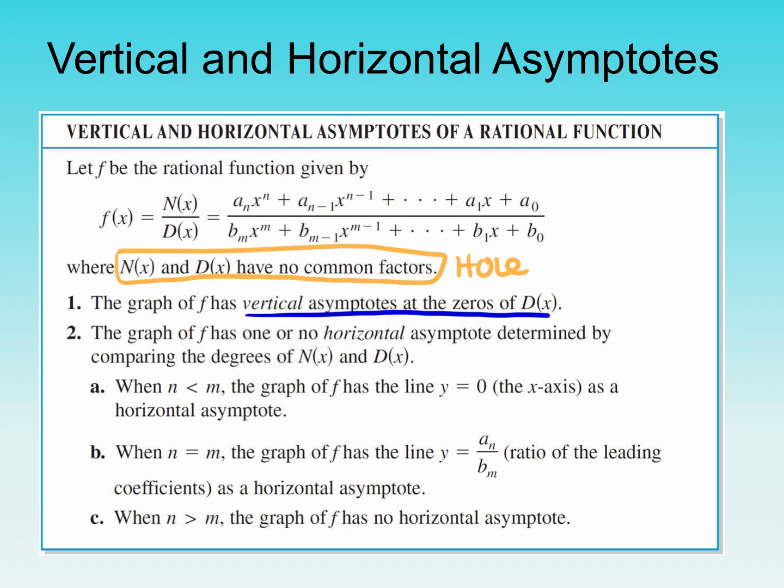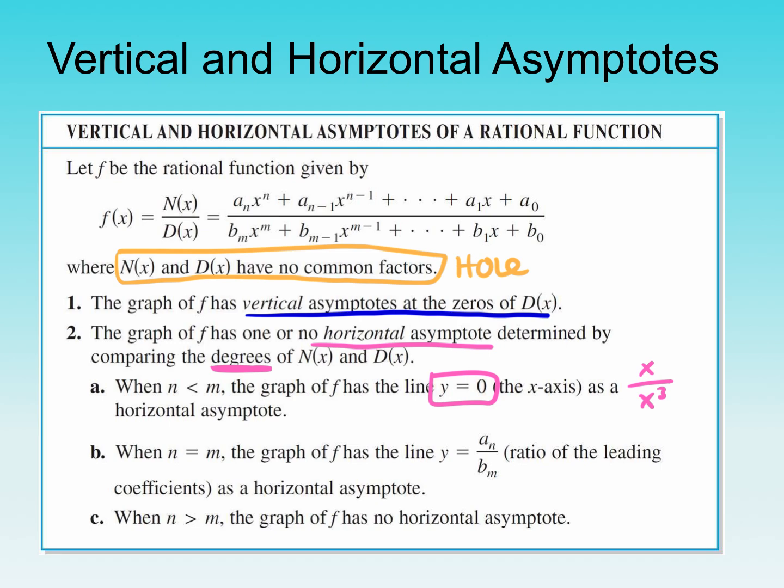Now to find the horizontal asymptote, there's a couple more directions that we have to follow. We're looking at the degrees of our numerator and the denominator. So when the degree of the numerator is less than the degree of the denominator, then our horizontal asymptote would be y equals 0. So if I had something like x over x cubed, I'd have a horizontal asymptote at y equals 0.